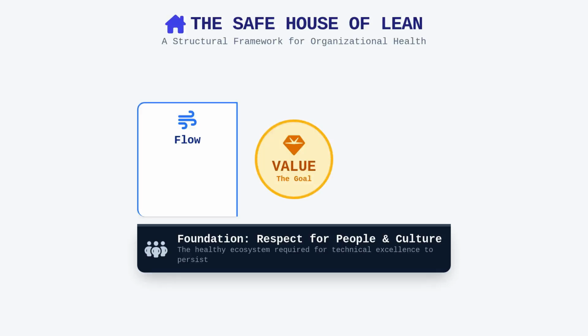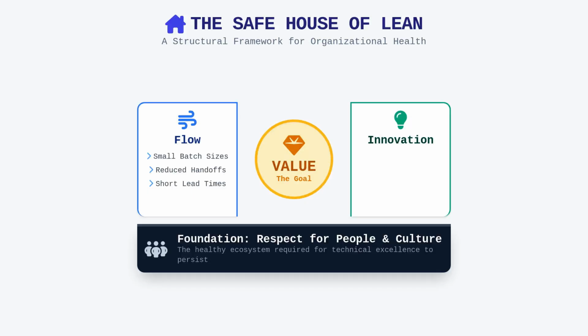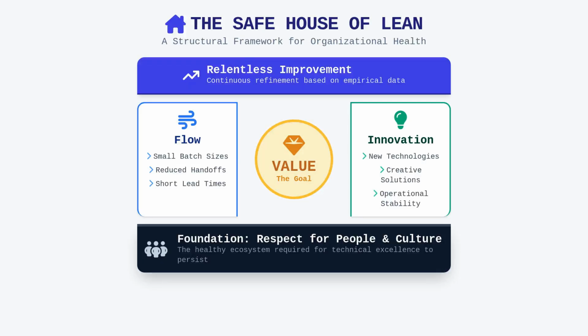Flow is the mechanism by which that value is delivered, focusing on minimizing batch sizes and reducing handoffs to shorten lead times. Innovation is the engine that keeps the system current, encouraging engineers to introduce new technologies and creative solutions while maintaining operational stability. Relentless improvement, the roof of the house, captures the continuous commitment of every employee to refine the system based on empirical data.